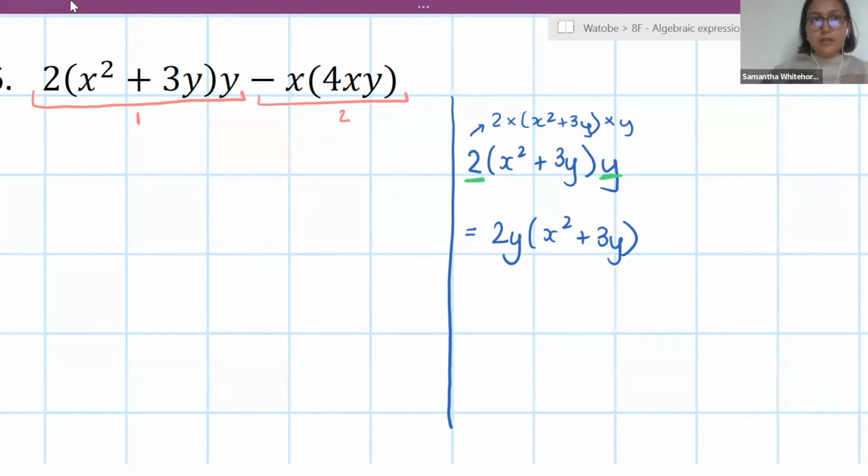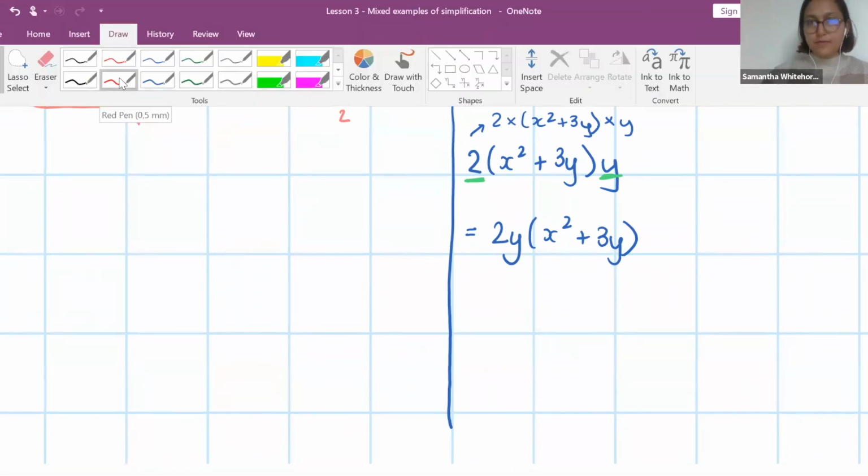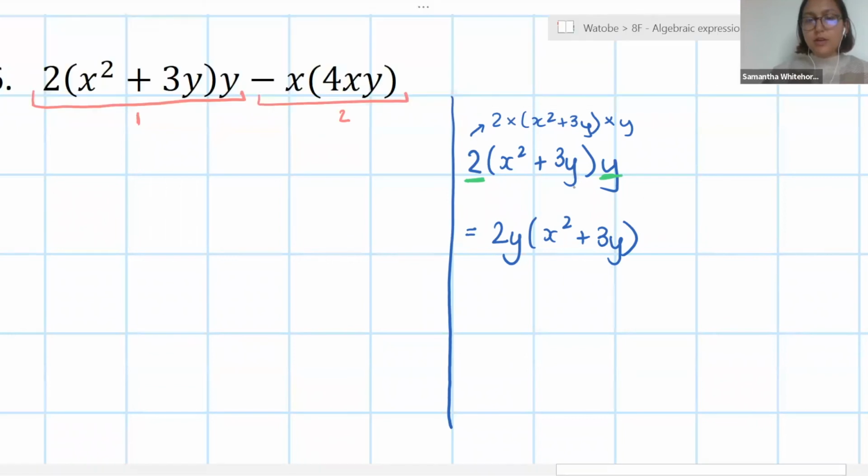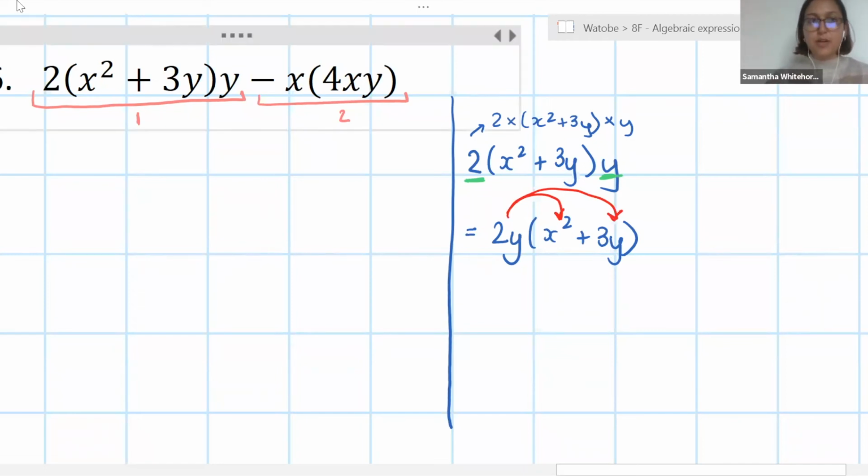Okay, Zara, sorry to disturb. Zara has a question. Before I get to you, Zara, if you guys are happy, what I want you to try and do is multiply the 2y and the x squared and the 2y and the 3y. And then when I'm done with the questions, we'll check that product. All right, Zara?